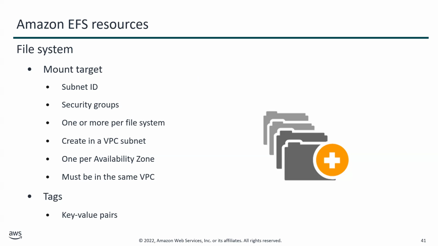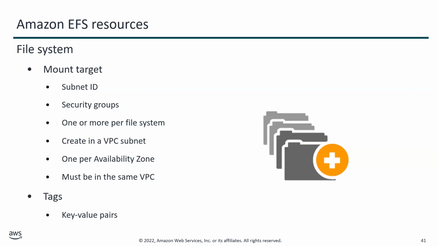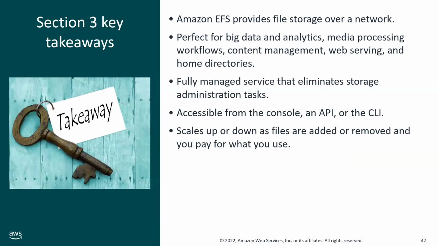For NFS, for EC2 to be able to access the EFS file system which you have created, right? For an availability zone, you have to create this mount target, which must be in the same VPC, right? We can create multiple mount targets in multiple subnets. Tags, again, are key value based.